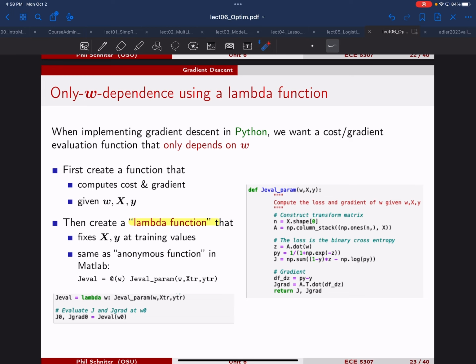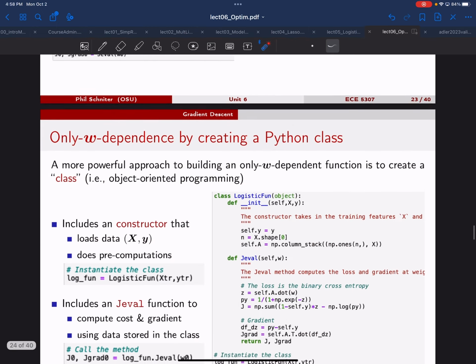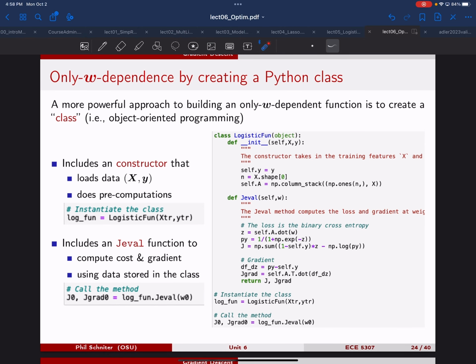Okay, so that's lambda functions. Now there is something a bit inefficient about this approach, which is the fact that every time we are computing a cost and gradient, we're recreating this whole A matrix. That's sort of inefficient. Maybe we can just do this once at the beginning and then not do it every time. So to do that, there's a more powerful way of approaching things, which is to create what's called a Python class. This is an instance of object-oriented programming.